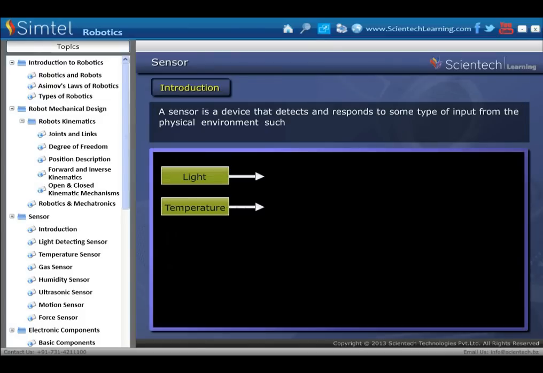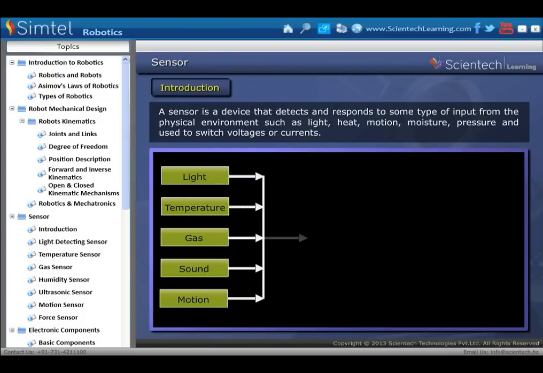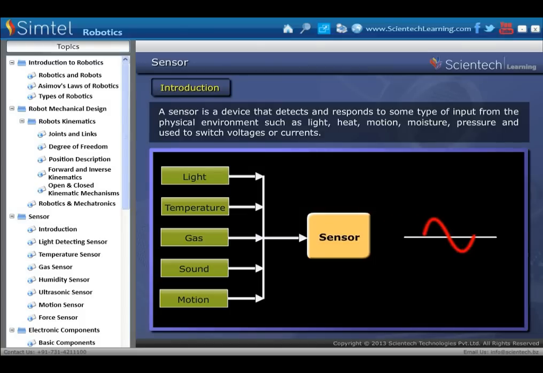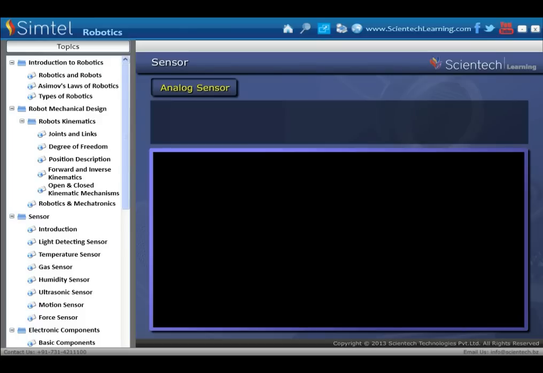So, we can say that a sensor is a device that detects and responds to some type of input from the physical environment, such as light, heat, motion, moisture, pressure, and is used to switch voltages or currents. Basically, sensors can be classified into two categories, analog sensors and digital sensors. We will learn both, one by one.